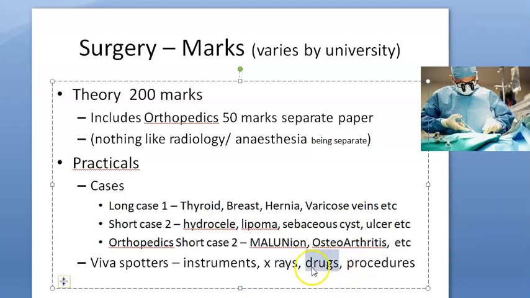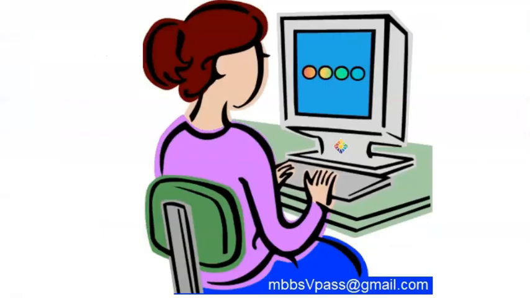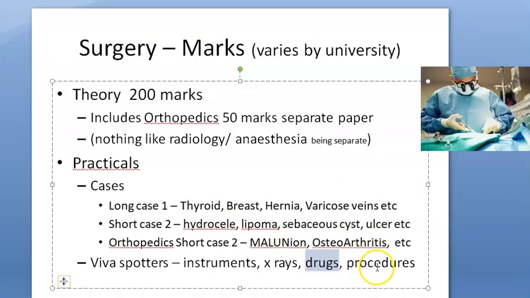Are you paying attention, people? What are we talking about? Viva. Drugs, what drugs will they show you? Usually drugs, I'm trying to recollect. Did we have drugs at all?